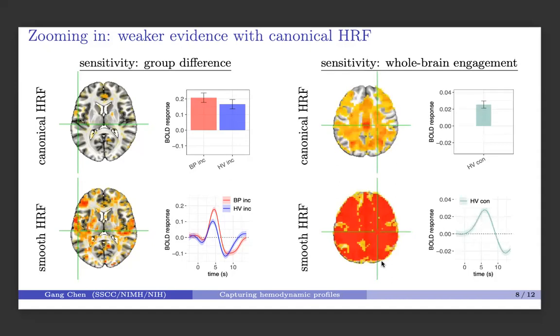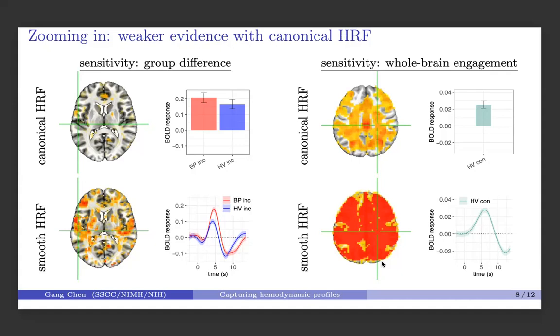In this case, we're looking at one group, the healthy group, under the congruent condition. This is just one condition for one group. For the canonical HRF, you can see most of the brain regions have some evidence showing the presence of a hemodynamic response, but not all of them. Nevertheless, even the white matter, where the green crosshair shows the focal point, shows some evidence for the presence of a hemodynamic response.